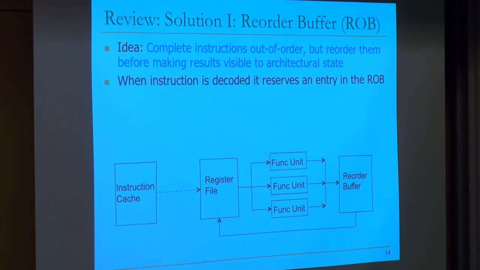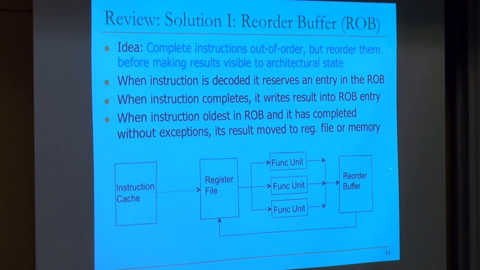Whenever you decode an instruction, you reserve an entry in the ROB, reorder buffer. And that's a sequential entry. You basically allocate from the tail of the reorder buffer. When an instruction completes, it writes the result into the reorder buffer entry instead of writing directly into the register file. Remember, you can see that this path is not present anymore. You don't write to the register file. And when the instruction is oldest in the reorder buffer, which means that now it can update the architectural state, its result is moved from the reorder buffer to the register file or to memory. That's how memory updates also happen.